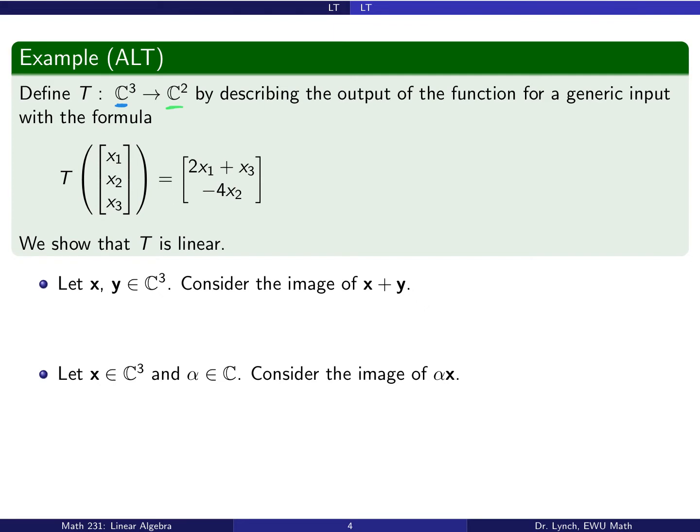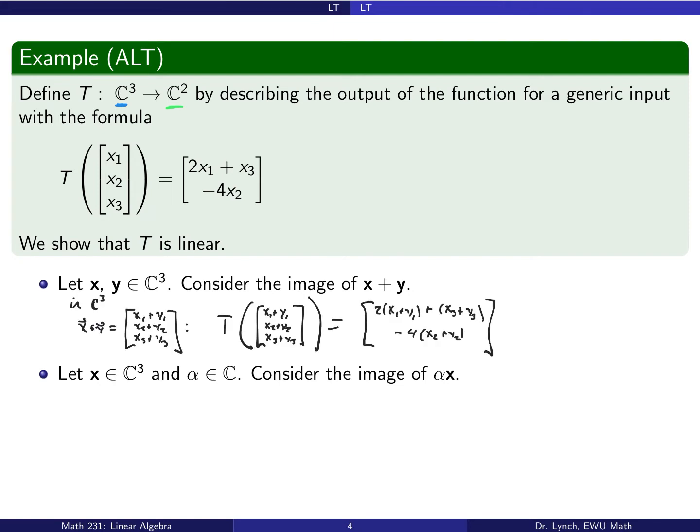Okay, so we'll go ahead and show that this is linear by having a look at the image of x plus y and the image of alpha x. So we know how to do vector addition in C3. We see that the image of x plus y is 2 times x1 plus y1 plus x3 plus y3 and negative 4 times x2 plus y2. Now, of course, we can break that up and we can see that T of the sum, T of x plus y, is T of x plus T of y, right? And again, this second operation is vector addition in C2, in the codomain.